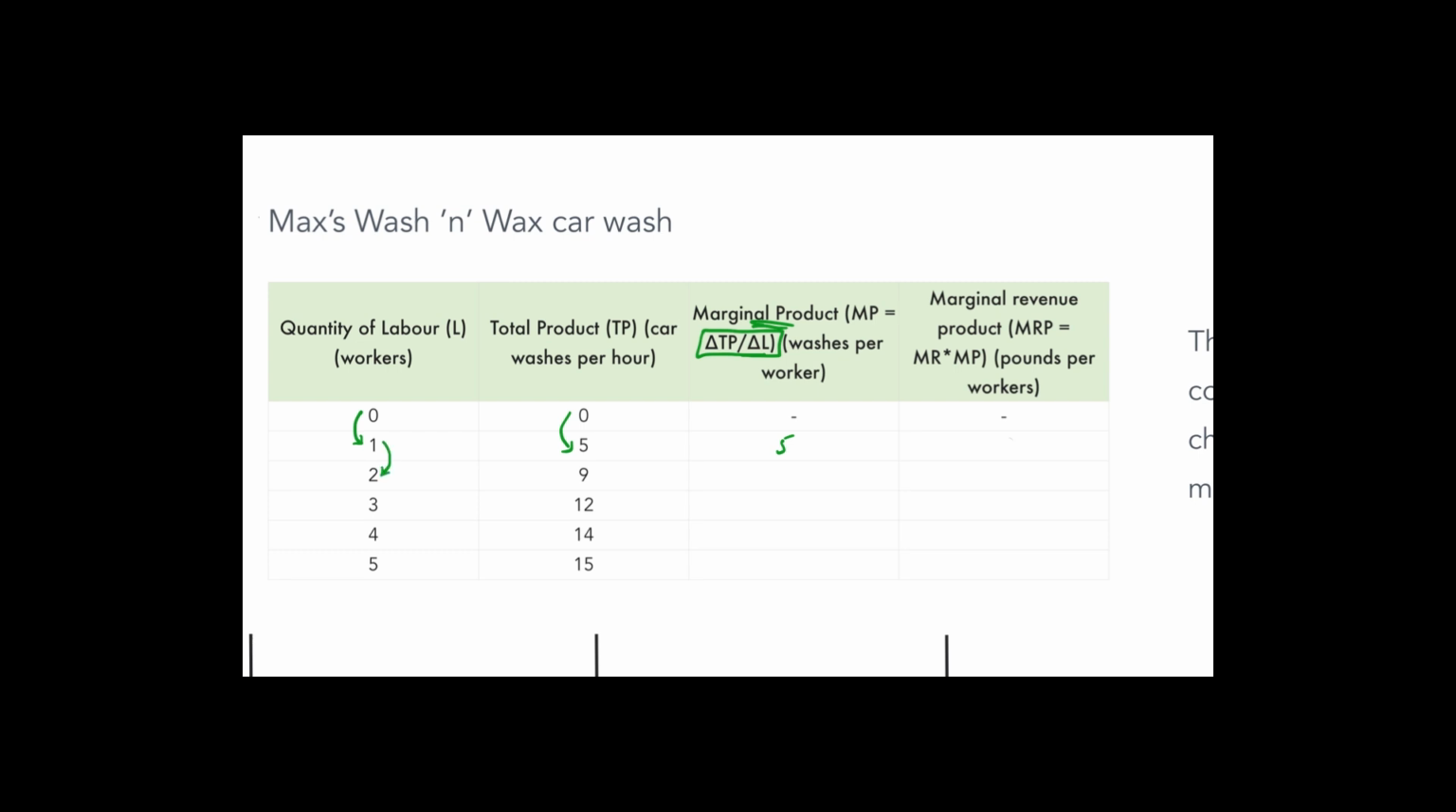जब मैं 1 से 2 पे गया तो टोटल प्रोडक्ट 2 बंदों ने मिलके 9 गाड़ियां वॉश की. पहले बंदे ने 5 वॉश की तो दूसरे ने 4 की वॉशिंग की है. If you notice over here compared to chapter number 3, in chapter number 3 first these numbers of MP were going up before falling down.